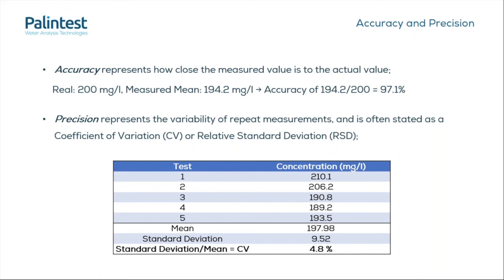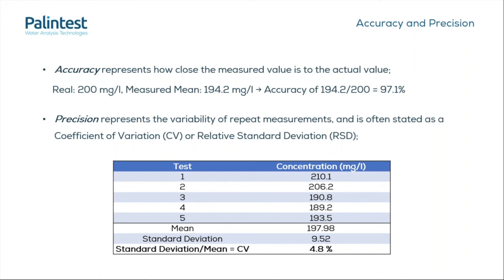Precision is about the variability of the repeat measurements and is often stated as the coefficient of variation, CV, or relative standard deviation, RSD. In the table, there's some synthetic data which you could have a go at yourself in Excel or something like that. This is just a typical representation of the range of values that would be expected for a CV of 4.8%.